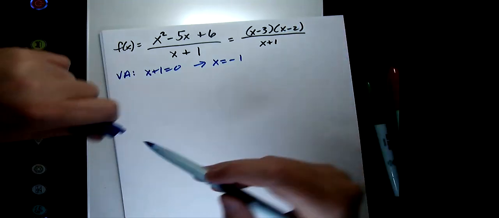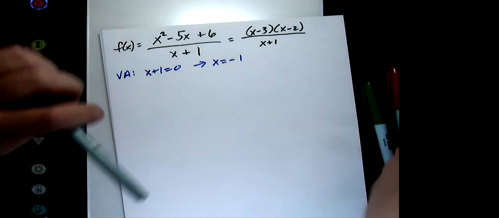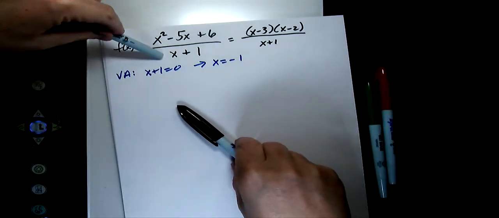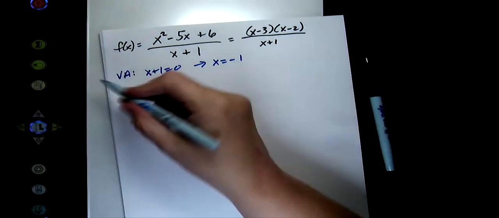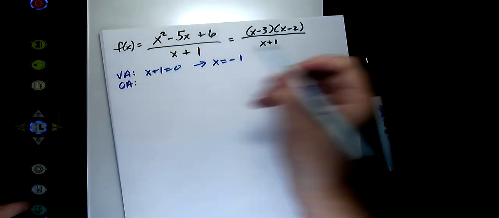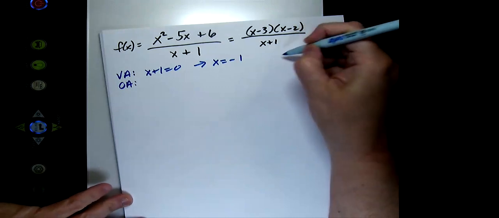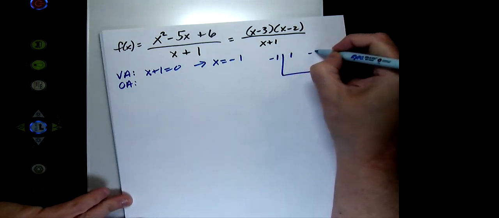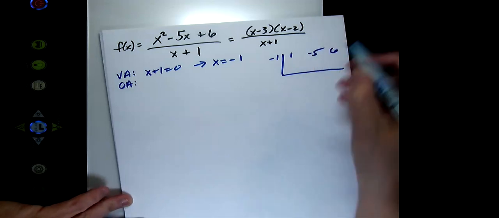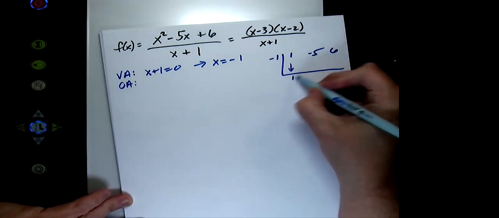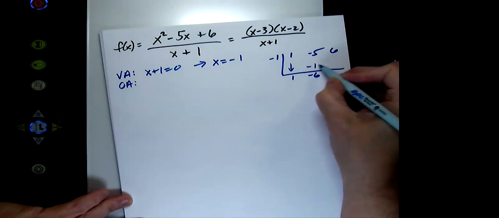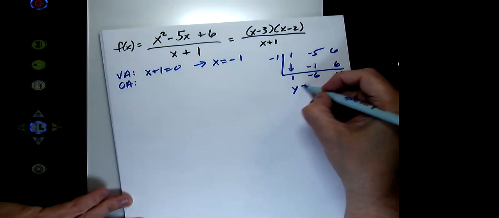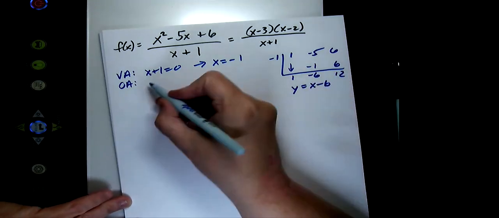All right, so I don't know what we got going on here, but the degree on top is 1 degree higher than the bottom. So this should generate an oblique asymptote. And we need to do our synthetic division. See what that line is. So y equals x minus 6 is our oblique asymptote.